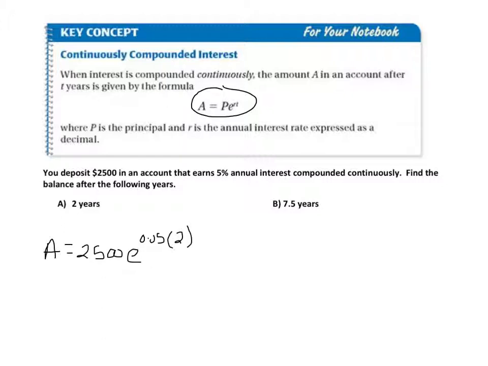Go ahead and use the calculator. A equals 2,500 e to the 0.05 times 7.5. Okay? Use the calculator to calculate them and we're done.